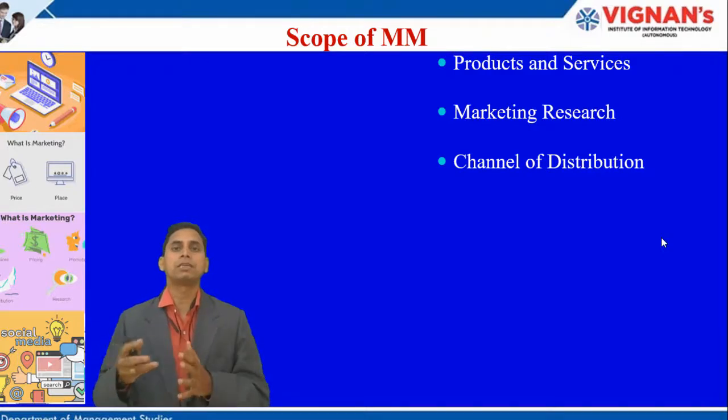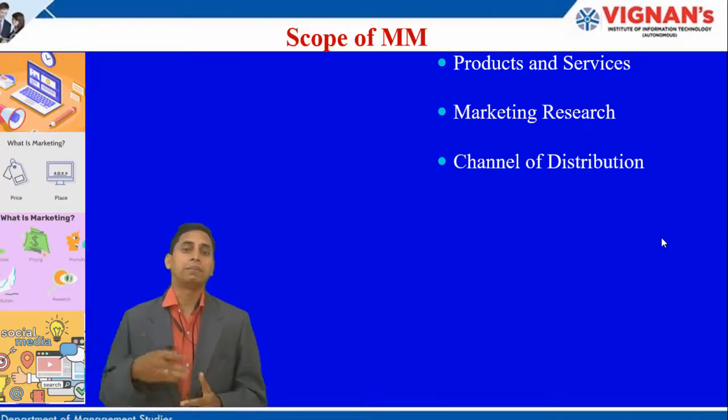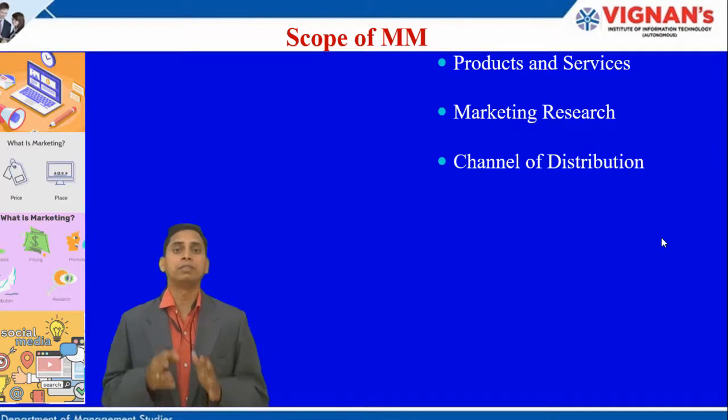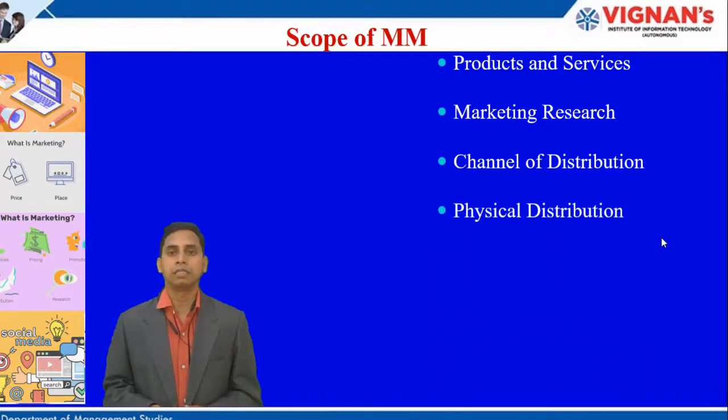If the channels of distribution are good, then the product flow will be good, and finally at the end of the day, the company is in a position to sell more products even to the interior areas of various places. That's where marketing management is helpful.